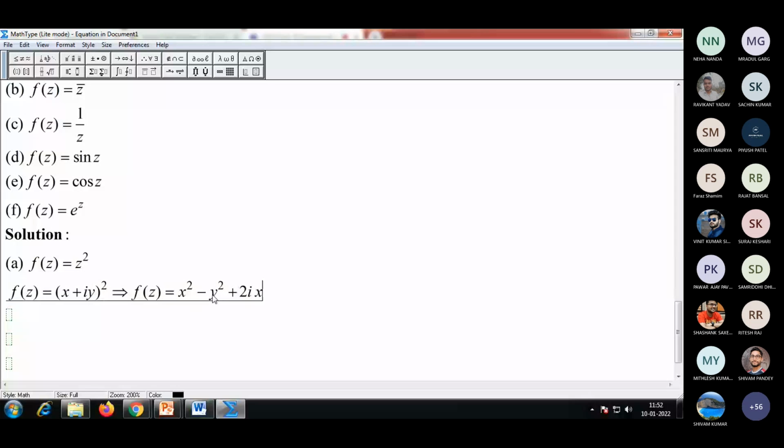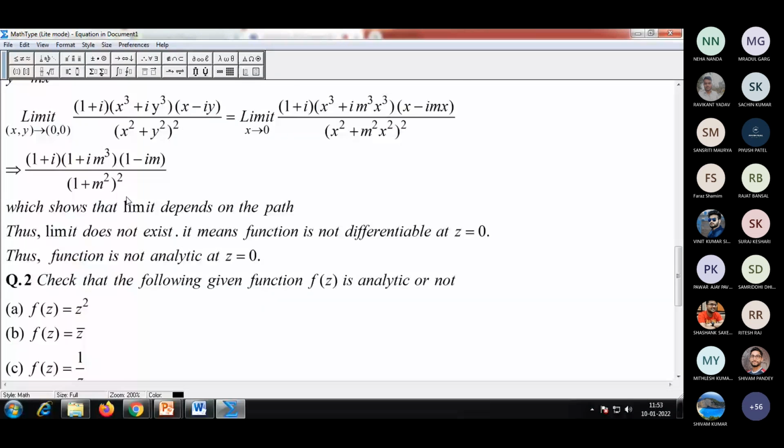So in this way, you got the value of u as x squared minus y squared, and v is 2xy. Am I right? So now evaluate the partial derivatives.